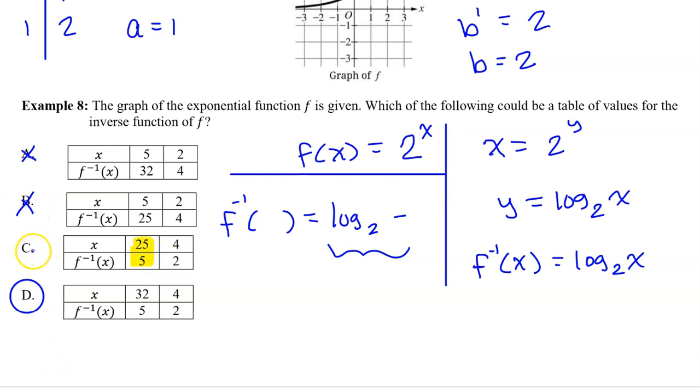And finally, option C has the input of 25 with an output of 5. But if I plug in 25, then I have log base 2 of 25. And when you ask yourself, 2 to what power is equal to 25, there is no power that turns 2 into 25. And certainly 2 to the 5th power is not 25. So C is not the answer.